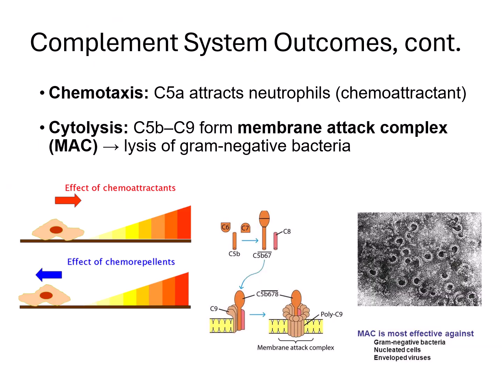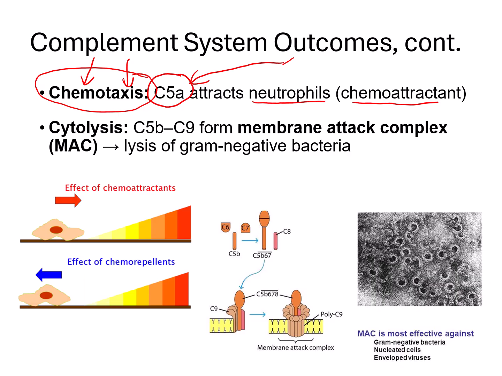In addition to that opsonization and inflammation, the complement system can also trigger chemotaxis. So this means movement. Taxis is movement. Chemo is toward or away from a chemical. So C5a, this complement protein, can attract white blood cells called neutrophils to the damaged area. So it acts as a chemoattractant. Chemoattractants, again, cause the movement of their targets, like neutrophils, to the area.